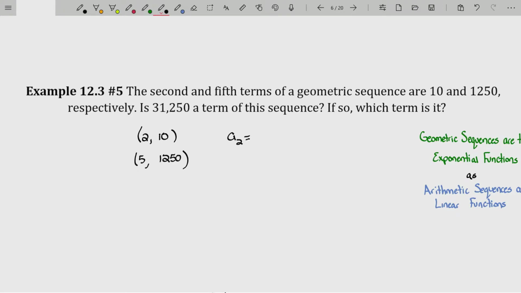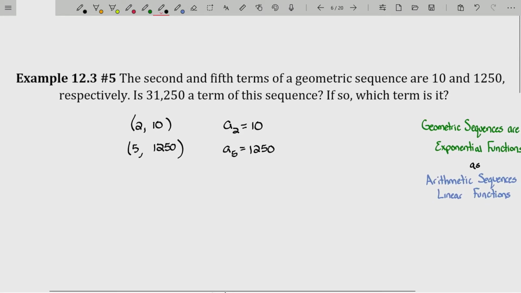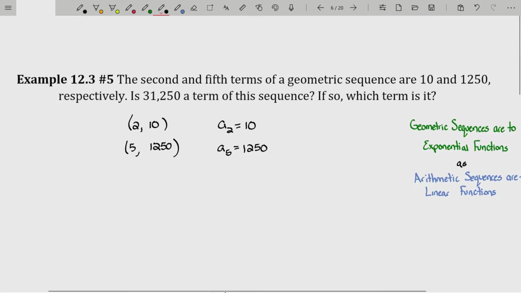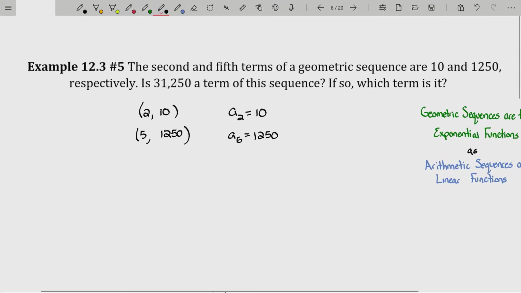And by the way, that just means a sub 2 is equal to 10 and a sub 5 is equal to 1250. I just like to write them as points because it really allows me to see, yes, these definitely mimic a function. There's an input and an output. All right, so is 31,250 a term of this geometric sequence? If so, which term is it? Okay, well, let's first find a formula for this geometric sequence.